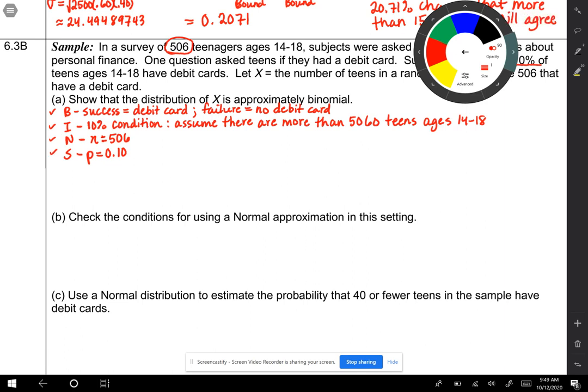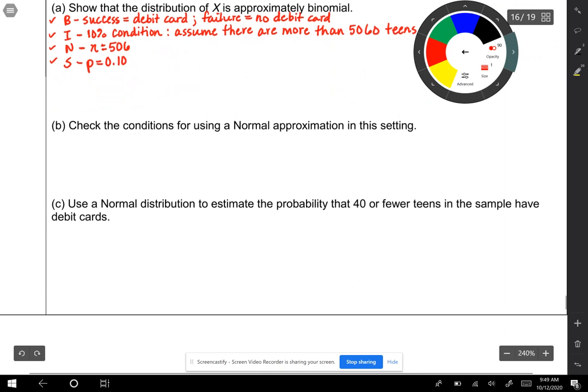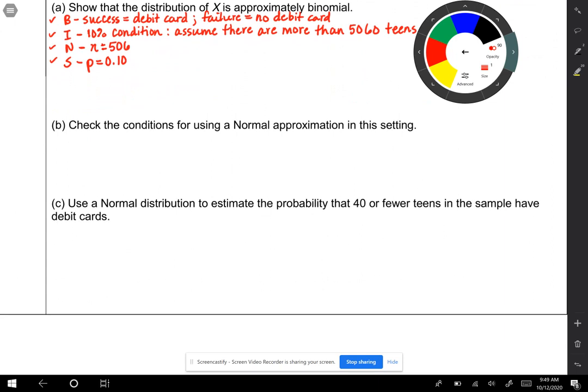Check the conditions for using a normal approximation in this setting. And the whole reason is so we don't have to mess with 1 minus the probability that X is greater than or equal to a number. It's just so much easier to do it this way. So for the normal conditions, you want to show that n times p is greater than or equal to 10, and n times 1 minus p is also greater than or equal to 10. So the sample size is 506. The probability of success is 0.10.